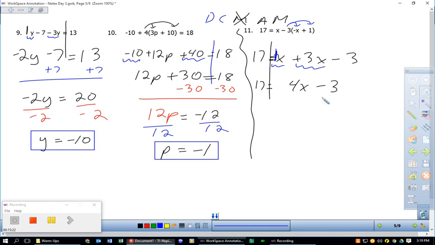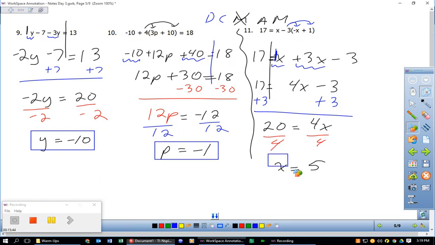Add, subtract. We'll add 3 to both sides. That would give us a 20. 20 equals 4x. Okay, those two are multiplied. We'll divide by 4. And that becomes x equals 5. Whole point of the video is that you can pause it and go back if you need to. So please do that if I'm going a little too fast.